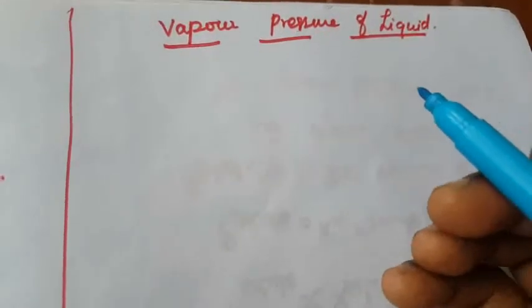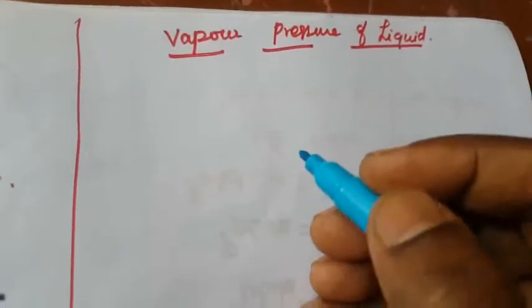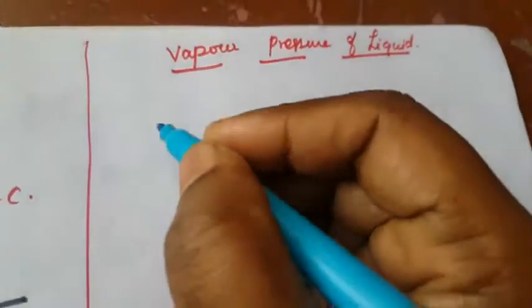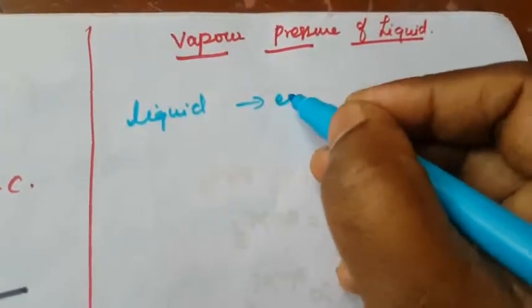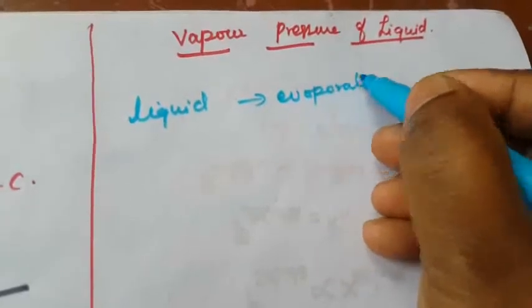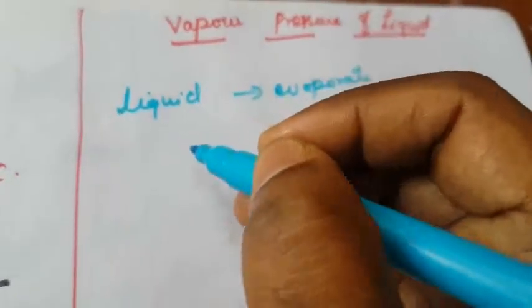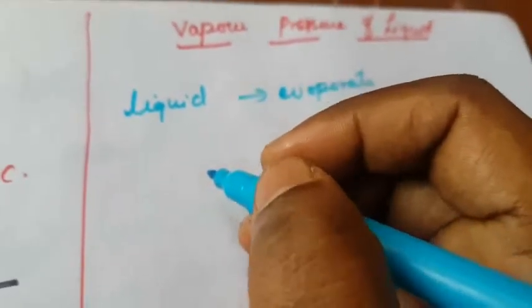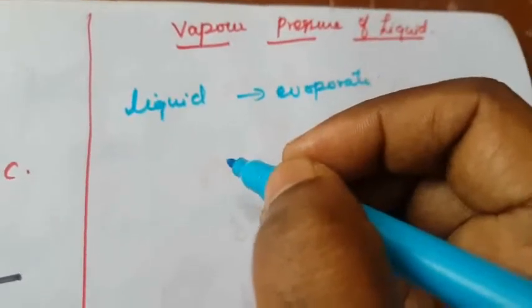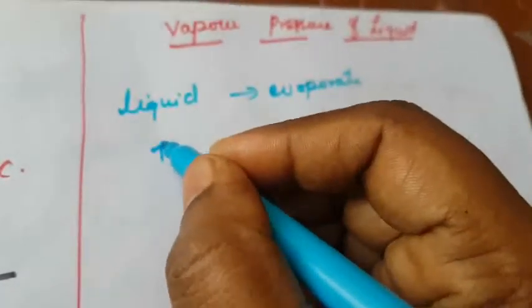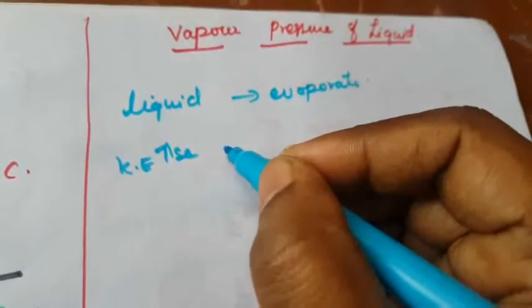So what is meant by vapor pressure of the liquid? What is meant by evaporation? Generally we know that liquids have the tendency to evaporate. When the kinetic energy of the molecules increases, the molecules in the liquid state overcome the intermolecular force of attraction between them, and the molecule escapes from the liquid state. So what is the reason? The kinetic energy of the molecule increases.